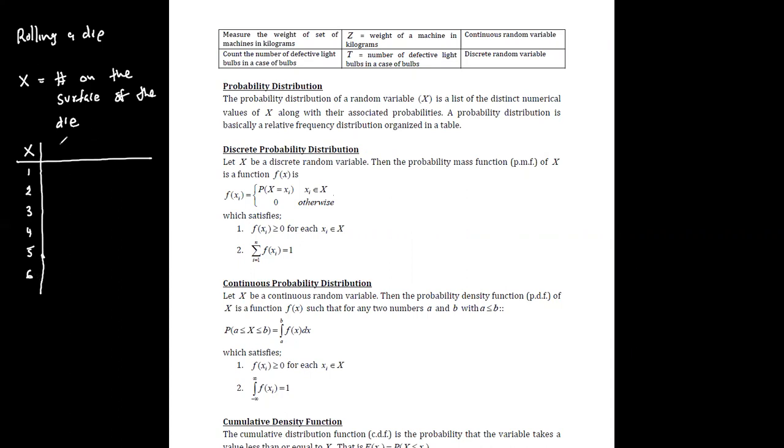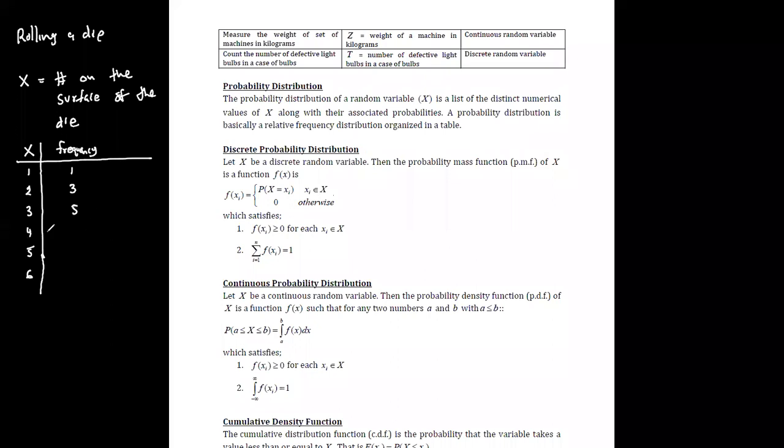And if you roll a die several times, we look at the frequency we are getting. Suppose that this is an unbalanced die and we have rolled it and obtained these frequencies. We have got 1 one time, 2 three times, 3 five times, 4 we have obtained two times, 5 again one time and 6 again one time.